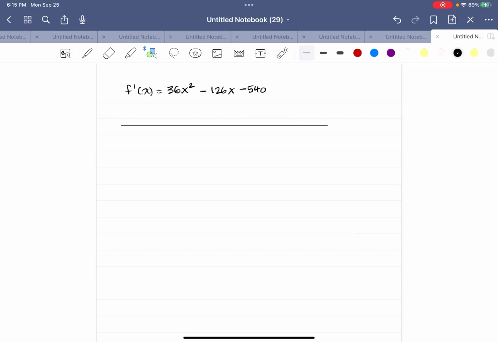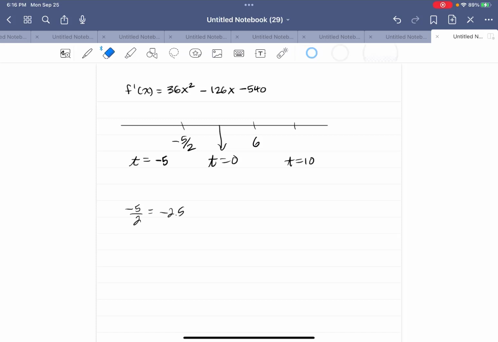So now I'll take my critical numbers. The smallest one, negative 5 over 2, goes on the left. The larger one, 6, goes on the right. I will pick a test point. Now remember, negative 5 over 2 is negative 2.5. I've got to pick something to the left of negative 2.5. I'll pick negative 5. In between is easy. I'll pick a 0 between a negative and a positive. And on the right-hand side here, I'll pick a test point of 10.